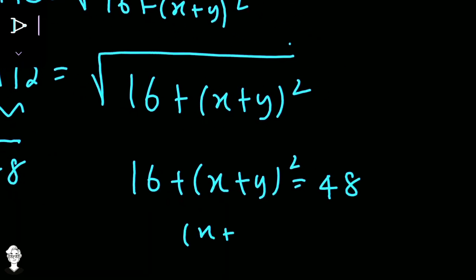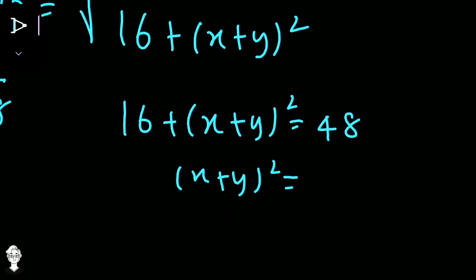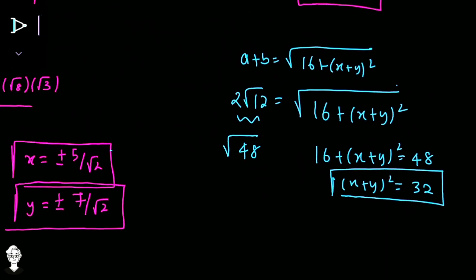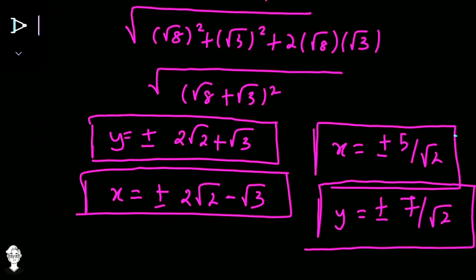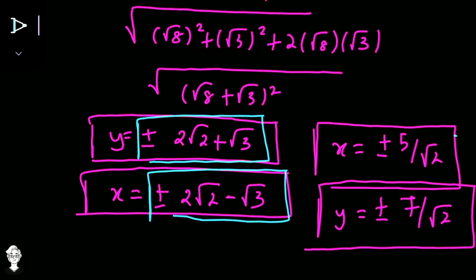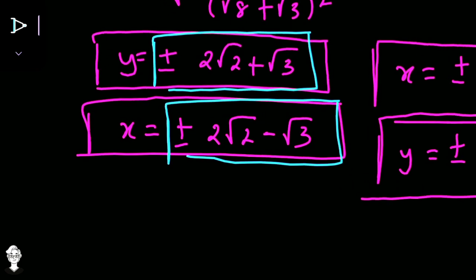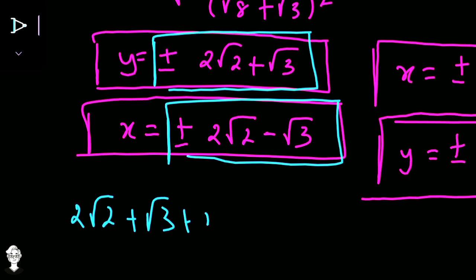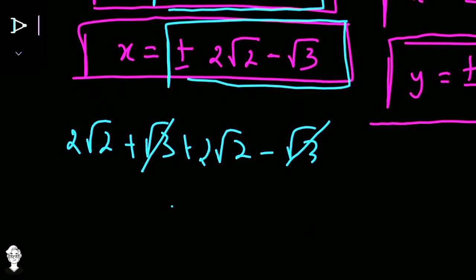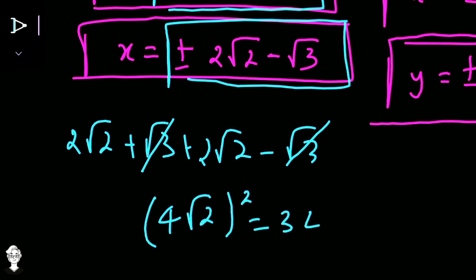So x plus y the whole square should be equal to 48 minus 16. That is equal to 32. So x plus y the whole square should be equal to 32. So we have the value of this, that is plus and minus this, or else plus and minus this. Let us take the positive value for both of them. So 2 times square root of 2 plus square root of 3 plus square root of 2 times square root of 2 minus square root of 3. So this and this cancel, so it forms 4 times square root of 2 and its square is 32. Yes, so this is satisfying.